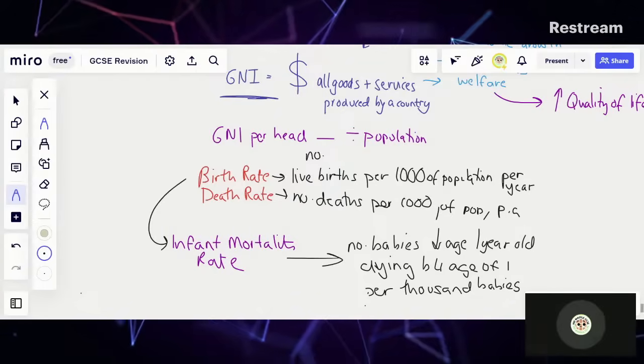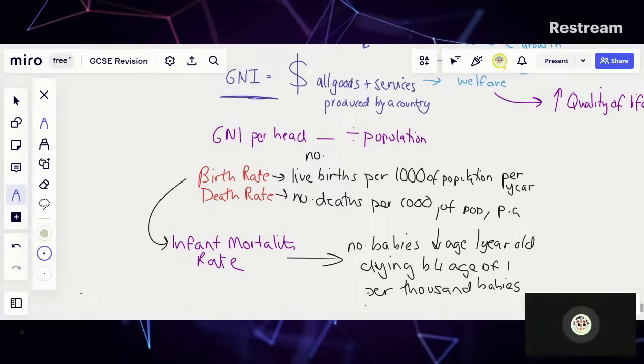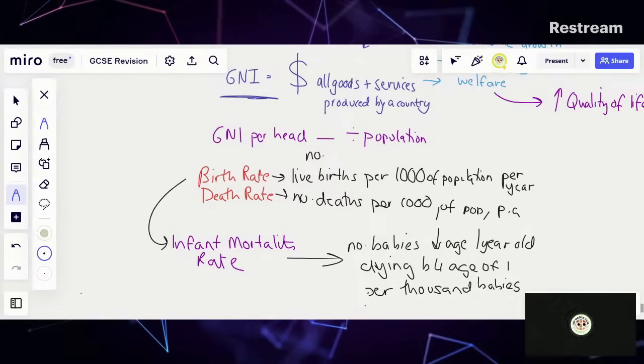Now, there's other methods such as literacy rate, access to safe water, life expectancy. So life expectancy is just the average age a person can expect to live to.